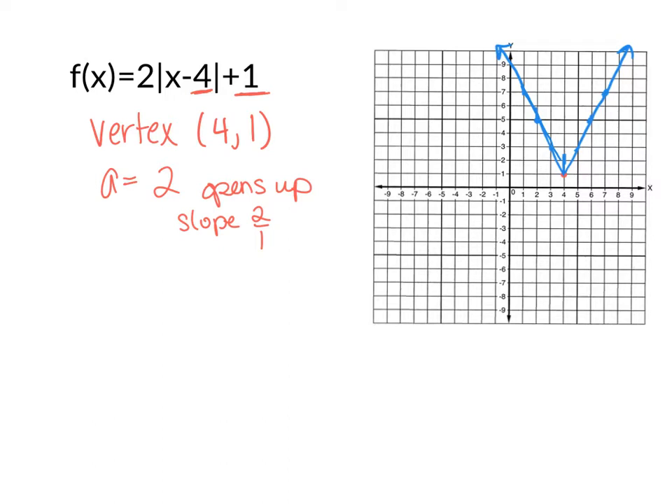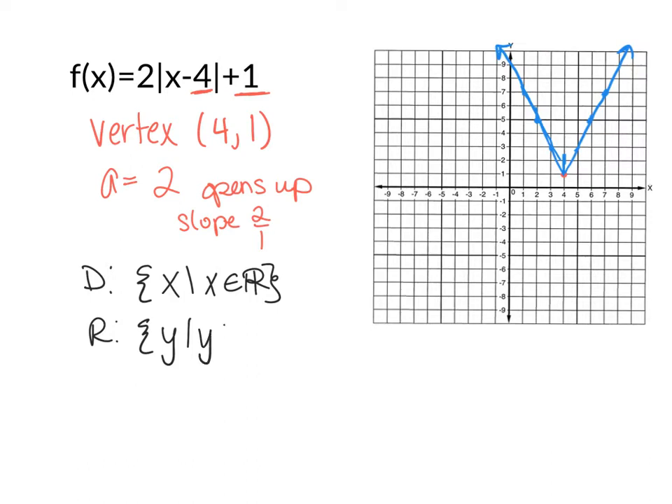The domain and range, we talked about that last week, so it's important that we understand domain and range. The domain is x such that x is contained in the set of all real numbers. The range for this graph starts at positive 1, so y is greater than or equal to k, which is 1. Your domain is always going to be all real numbers because you can plug any number into this function and you're going to get an answer.